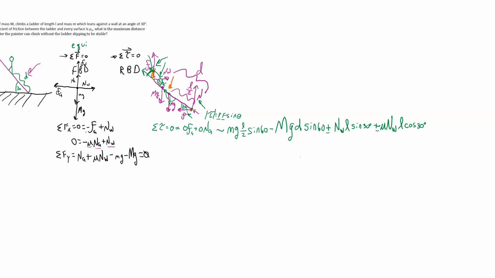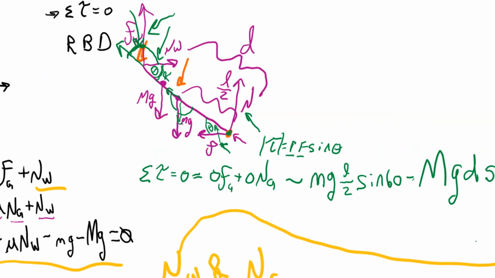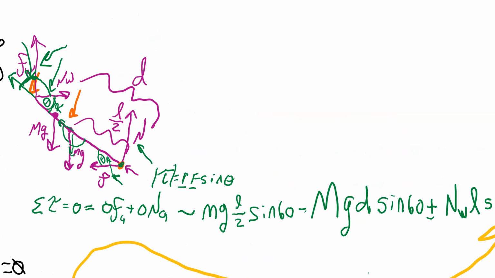Okay, so you'll take this equation and you'll solve for NW and NG. In fact, you don't even really need NG. You'll take NW and you'll punch it into this equation, and you'll do a bunch of fancy algebra, and you will be able to solve for D. D will be some value. I don't really care to do that, to be honest. What I wanted to show you is how to set it up, how to build your torque equation.